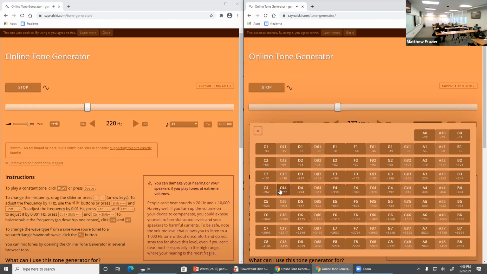All right, we can play C sharp, and then we can play C, which is a semitone down, and it'll sound maybe melancholy or funereal.